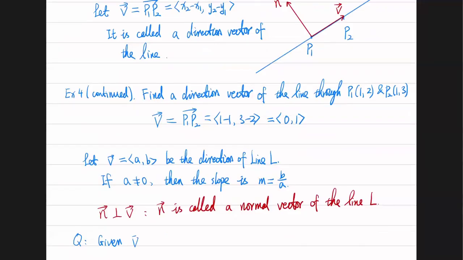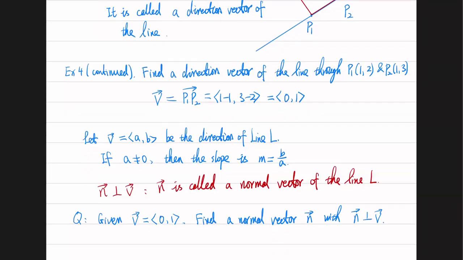Given the vector (0, 1), find a normal vector. Okay, we will have a 5 minute break. Think about it. We'll continue from here next time, after the break: how to find a normal vector.